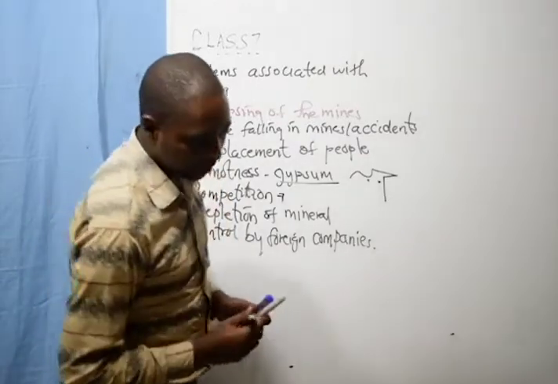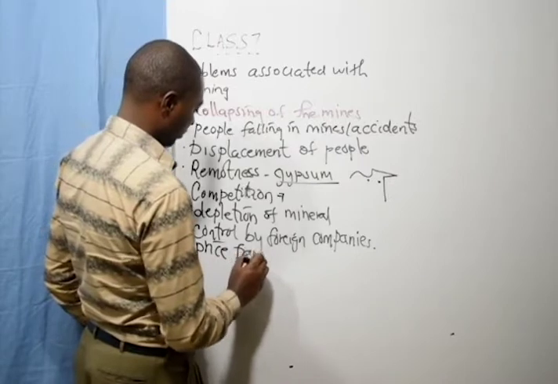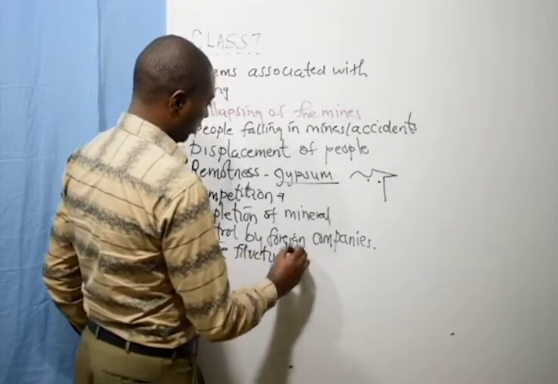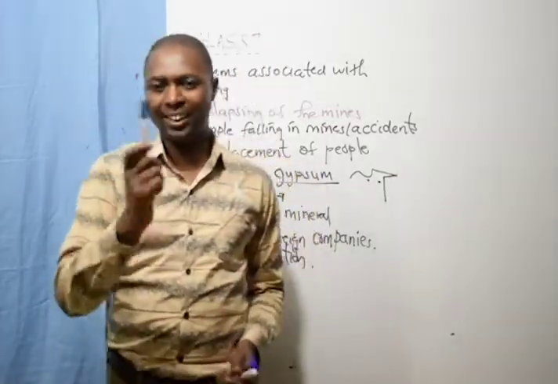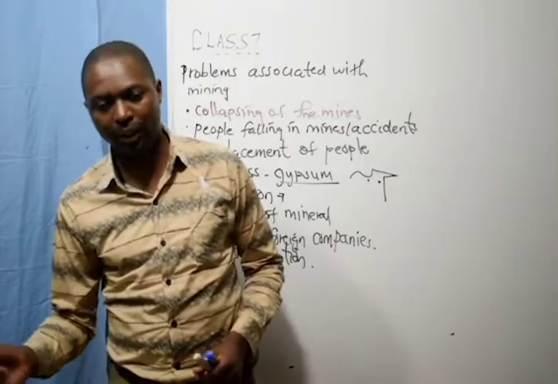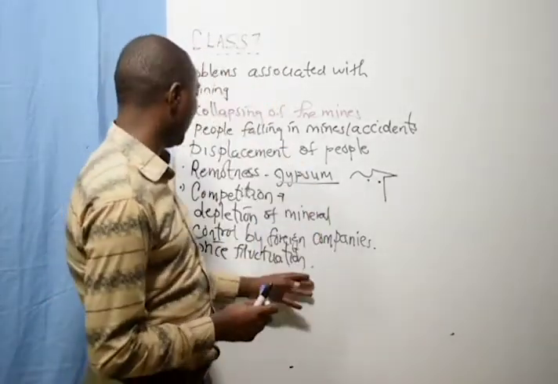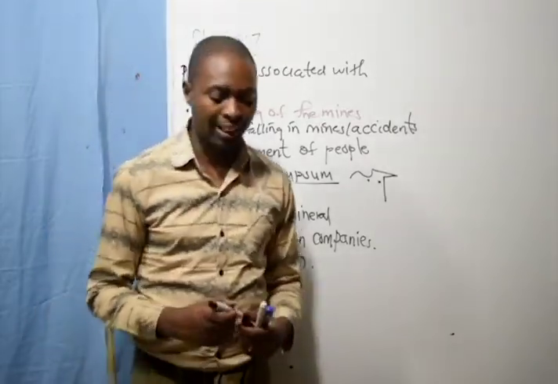The other problem is what we call price fluctuations. By price fluctuations I mean that the price is not stable in the market. There are times the demand is high, at times the demand is low, depending on the supply. And therefore, such can discourage a company that has heavily invested in a certain mining process.